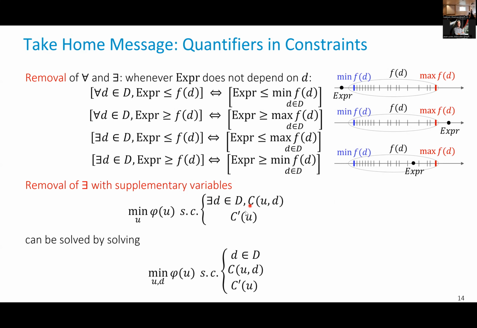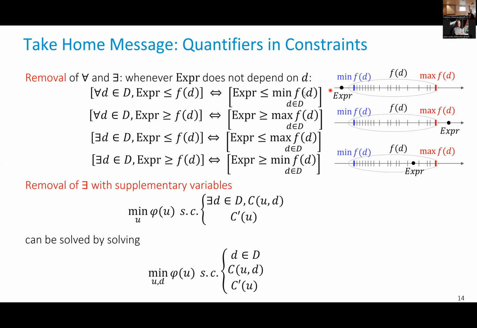If there is there exists, then no big deal. We can simply add a variable. And second, if there is a minimum or a max, if there are quantifiers with expressions, then we can get rid of them with this set of techniques here. The one we've seen is this one here. For all D, less than is equivalent to the expression being less than the minimum, which I'll illustrate here.